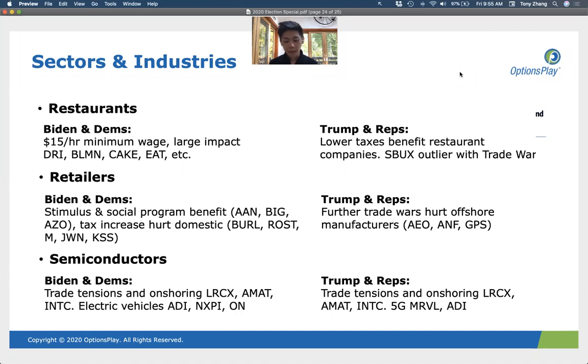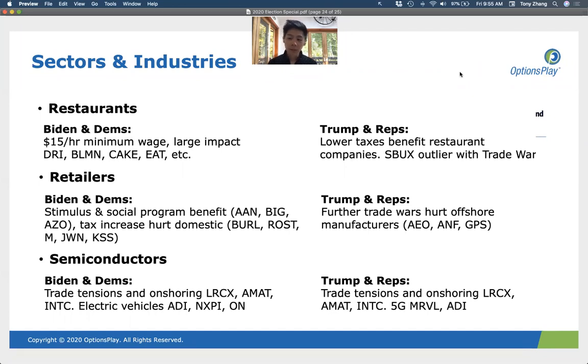Under the Trump side, like I said, onshoring and trade tensions will likely be a net beneficiary for many of the same names, but we do see potentially also 5G being a big player in this particular space, especially with Trump and the trade wars that we're currently having with China and Huawei. This is generally going to be a net beneficiary for names like Marvell and ADI.